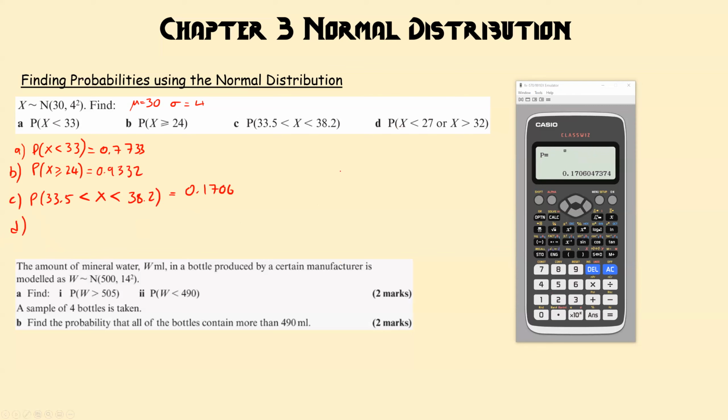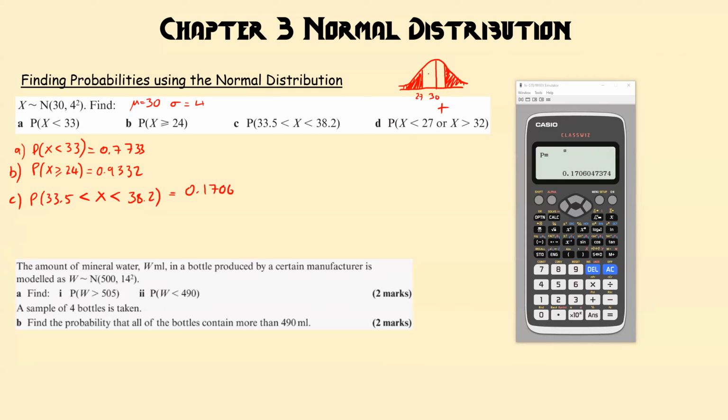And lastly, D, we've got an or here. So remember, in probability, or means plus. Actually, we could do something a bit clever here. We could work these out and add them together. Or if we think about what's happening here, let's draw that in. We've got the mean right in 30, which is here. This is down here at 27, and we want it to be less than. So we've got this bit. And we've got 32 up here, so a little bit closer, and we've got this bit.